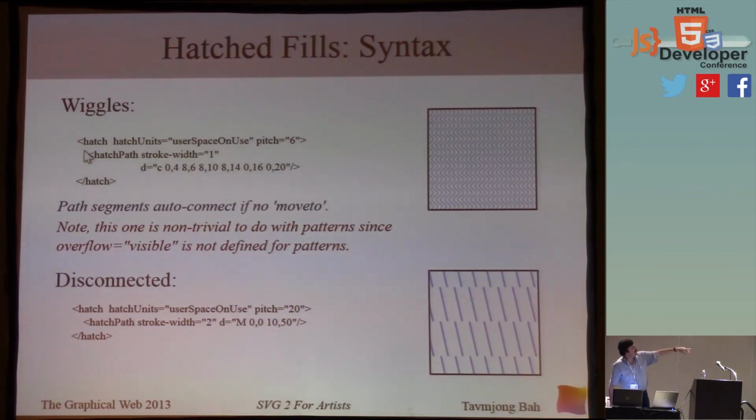Now, this example here is also interesting because if you do this with a pattern, it's not so easy because the wiggles overlap. The overflow visible is not defined for patterns, so you can't just have one line. You actually have to take your rectangle, fill it with the main line, and then you have a little wiggle here. It comes in on this side, and a little bit on this side. It's not so simple. Well, now with hatched fills, it'll be simple. And then if you want disconnected parts, then you provide a move to at the beginning, and I'll do that.